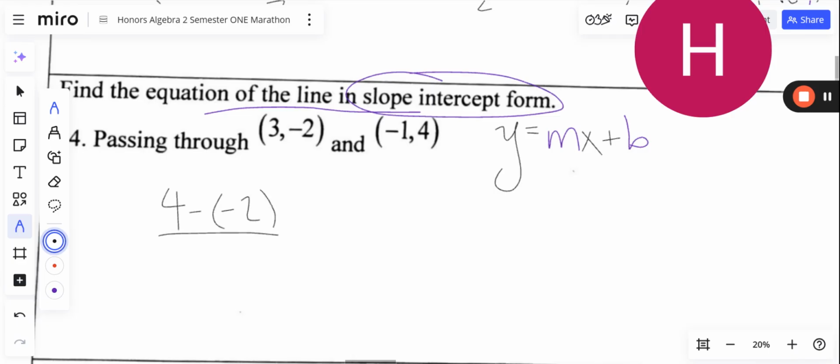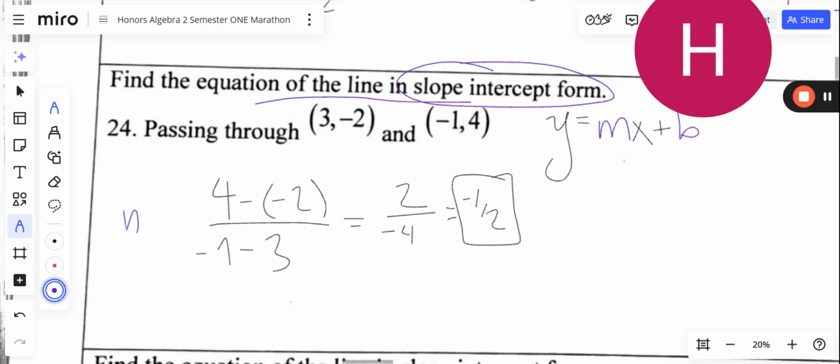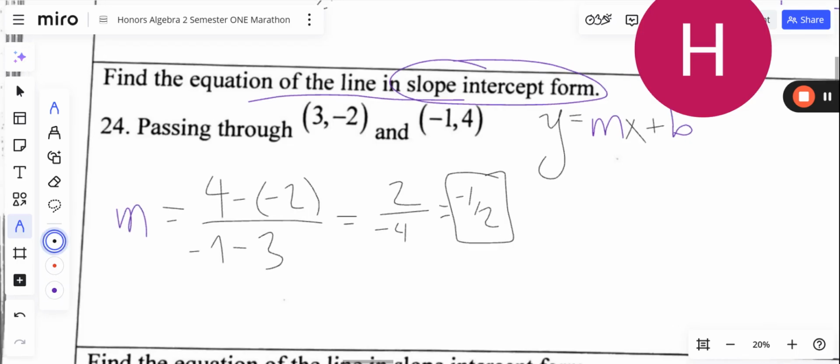If you've made it this far, you should absolutely know how to find the slope between 2 points. So y2 minus y1 over x2 minus x1. And it really doesn't matter which one's your point 1 and point 2, just as long as you're being consistent. So I could have done -2 minus 4 over 3 minus -1. Doesn't matter, it comes out the same. So we have 2 over -4, or -1/2. That's great. That's the what? The slope. Not done here.